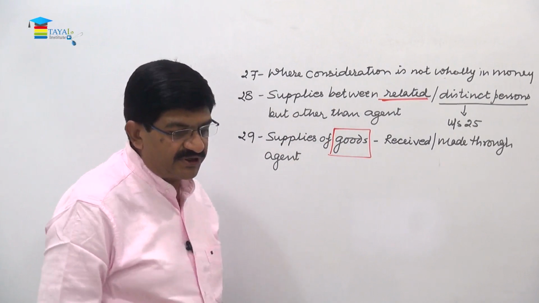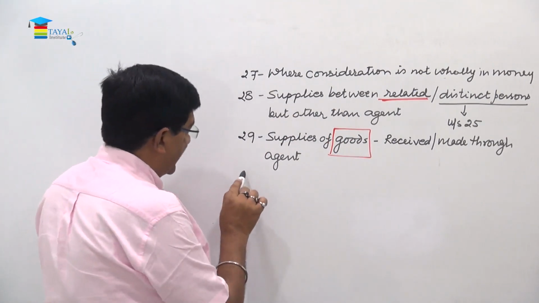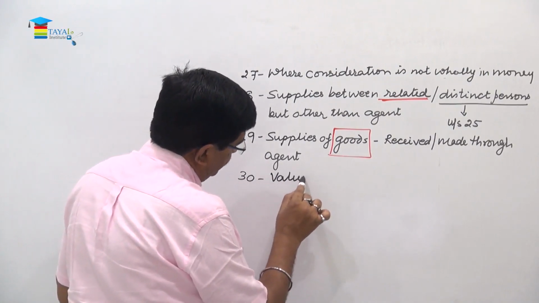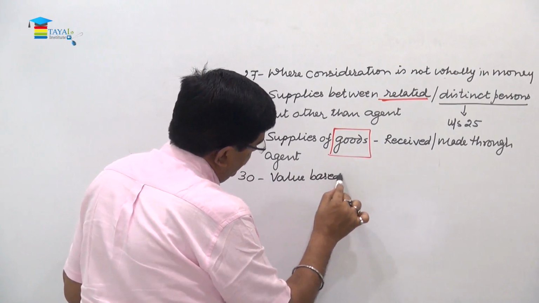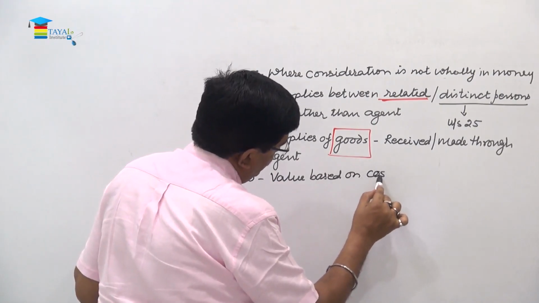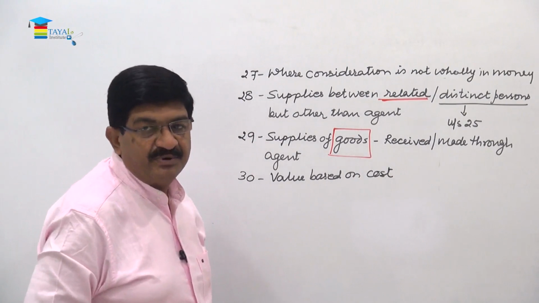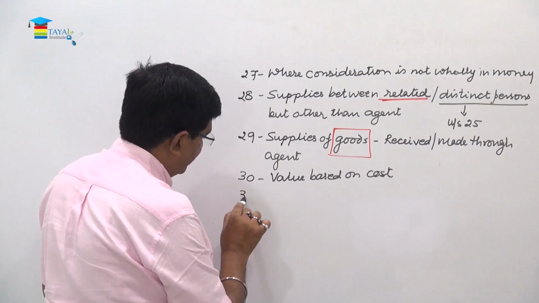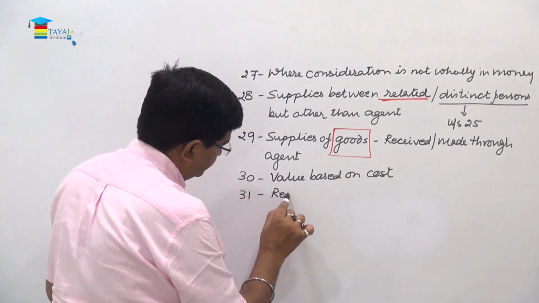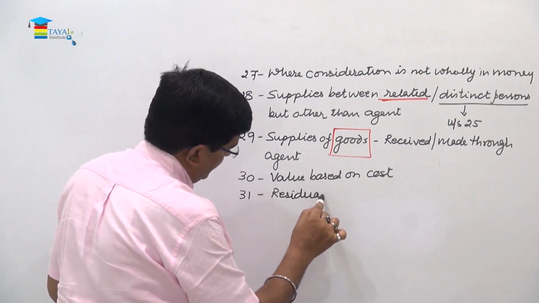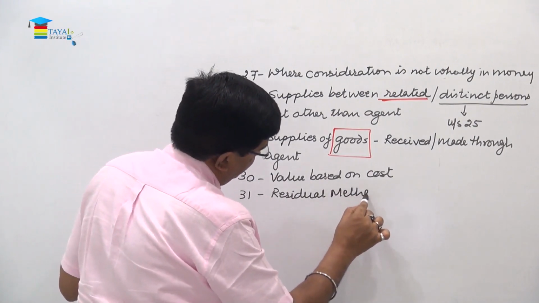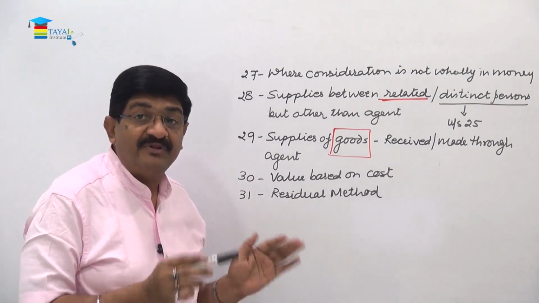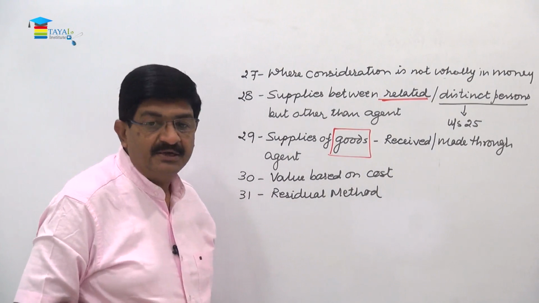Then we have rule number 30, which is talking about value of supply of goods based on cost. So cost of production plus 10%, that shall be the value. Then we have rule number 31, which is talking about the residual method. Under the residual method, the right has been given to the officer to determine the value by some other means, but within the provisions of the act and rules.